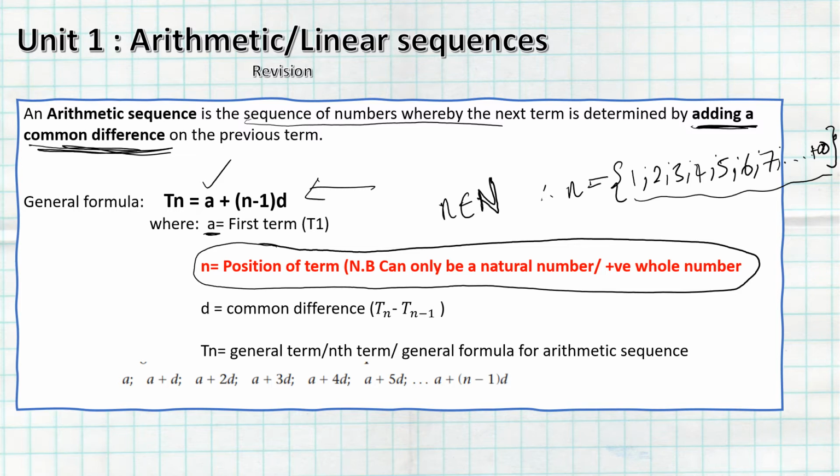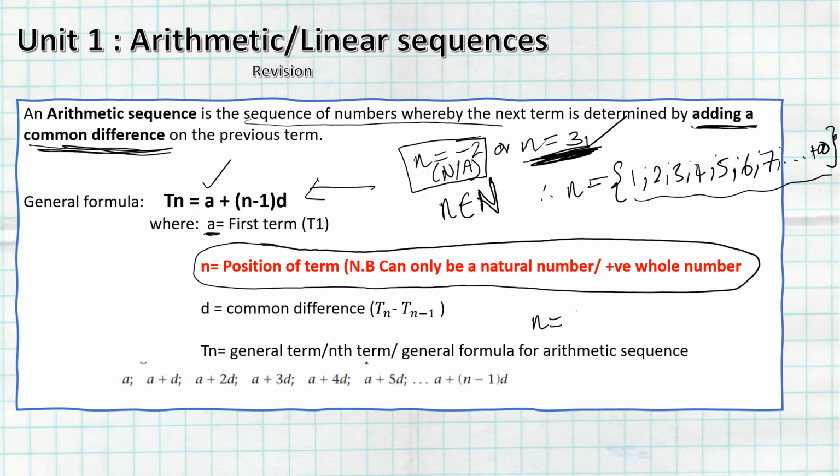So in most cases, when you are solving in grade 12, maybe you're solving a quadratic equation, and it gives you n equals -2 or n equals 3, right? On this one, you have to cancel it and say this is not applicable because n cannot be negative. N is always an element of the natural numbers. If it's -2, there's no position -2. So n can only be a natural number or a positive whole integer.